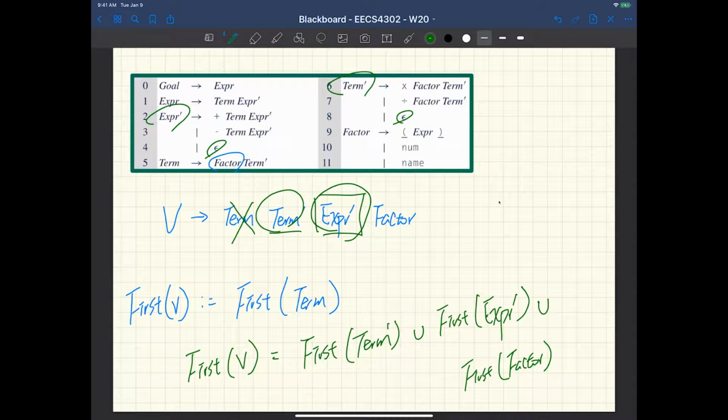Do you need to remove the epsilon? Yes, of course. That's something I'll leave to you. I'm just saying conceptually, that's how you do it. Okay, any questions about calculating the first set?